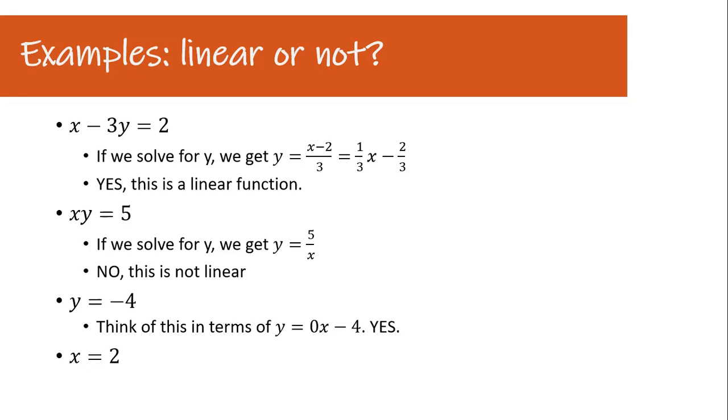What about x equals 2? Is that going to be linear? No, because we can't solve for y, because there's no y. Remember, y is by itself. It doesn't have a coefficient in front of it. So if we can't solve for y, and there's no y in the equation to begin with, then it's not a function. It's not a linear function for y.